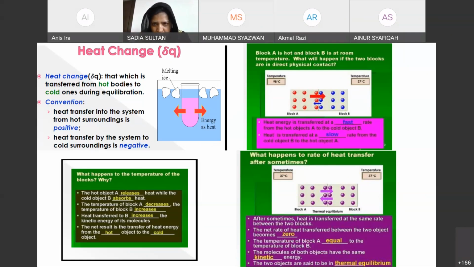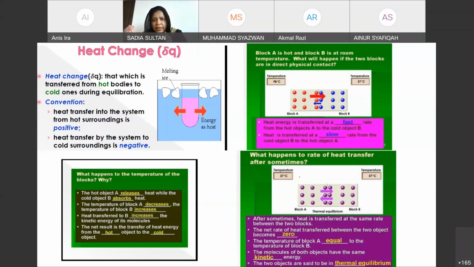What happens after some time? After some time, both will have the same rate. The heat is transferring from hot to cold, and heat is also transferred from cold to hot. But the transfer from hot to cold is higher, because this temperature is high and this temperature is low. After some time, the temperature becomes 37, not 28, not 27. Why 37? Because the heat is transferring from hot to cold, but also from cold to hot. But the transfer from cold to hot is slow.